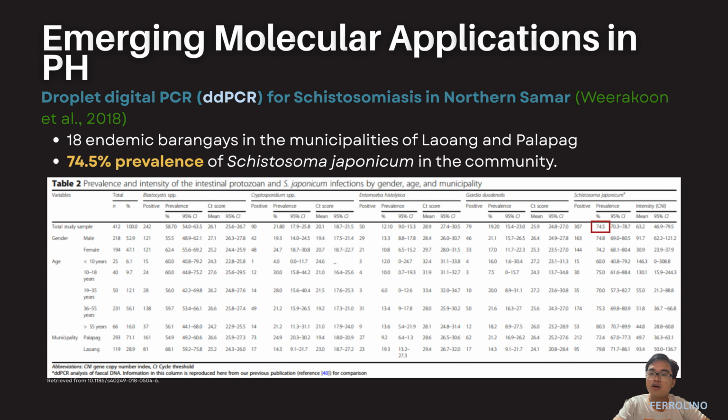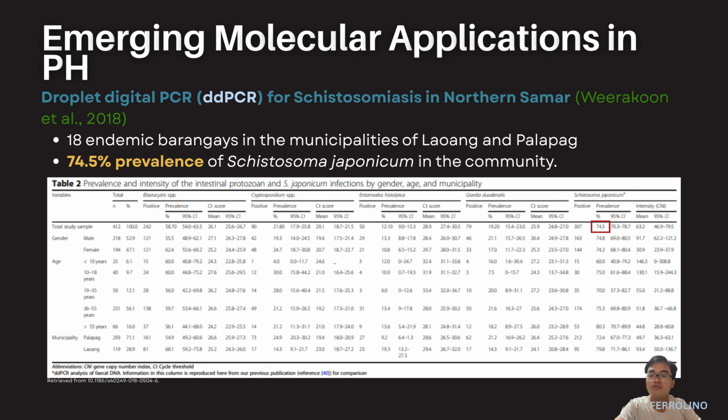The study by Vera Kuhn et al. in 2018 gives us a comprehensive molecular analysis of polyparasitism in the municipalities of Lawaan and Palapag, Northern Samar. This research utilized droplet digital PCR, or ddPCR, to detect Schistosoma japonicum. In terms of epidemiological data, the study focused on 18 endemic barangays.